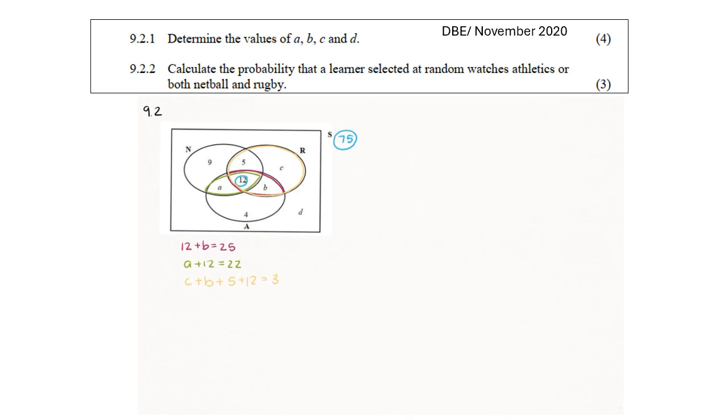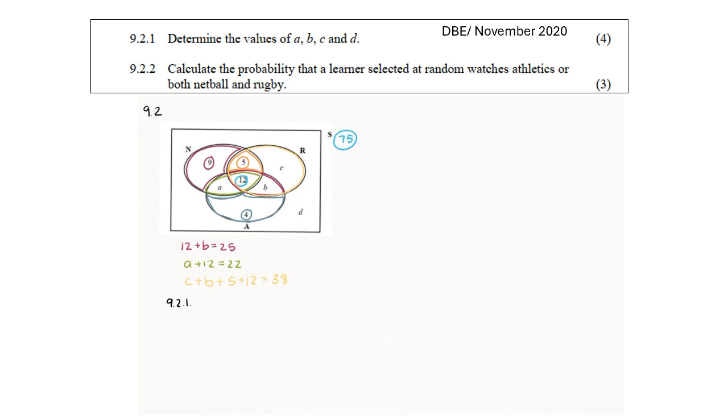Then they say 5 learners watch only netball and rugby. So you can see over here in the intersection of N and R, that is not included in the intersection with A, there is 5. Then 9 learners watch netball only, that's indicated over here. And then 4 learners watch athletics only. Now that we've indicated all the information on the Venn diagram, let's determine the values of A, B, C, and D.